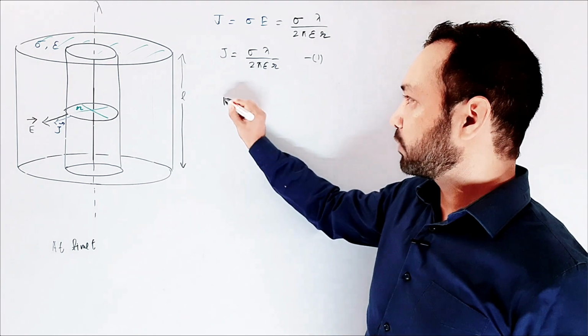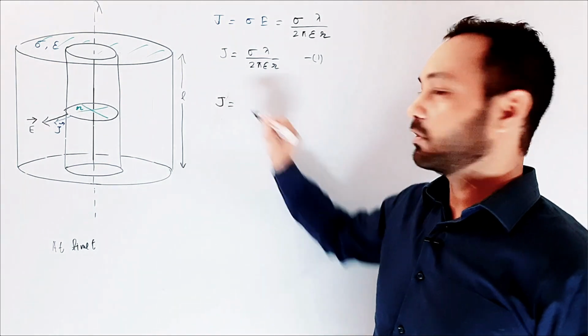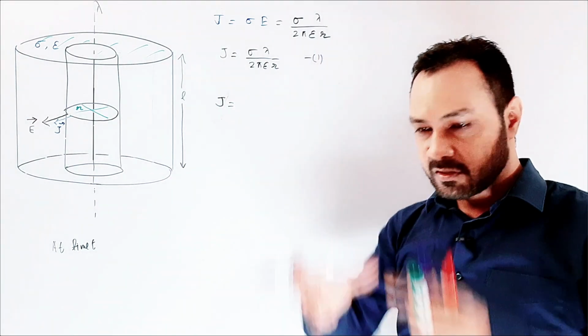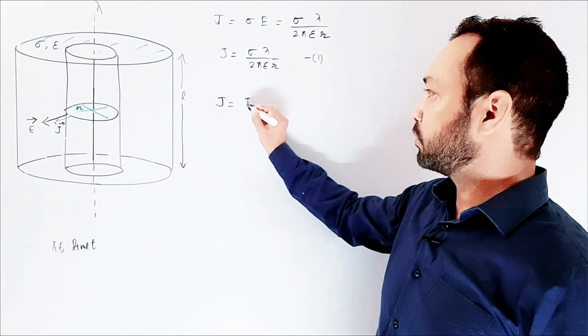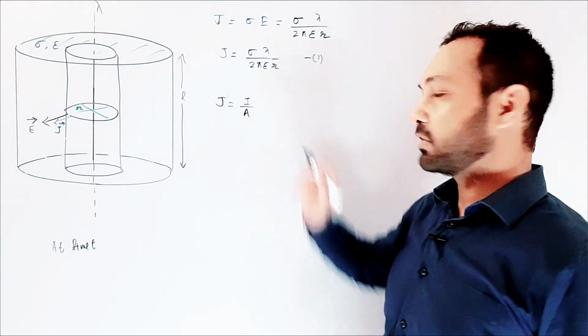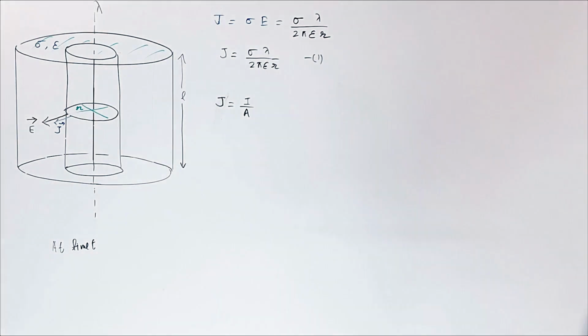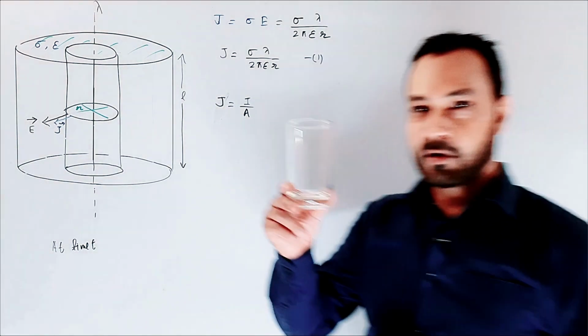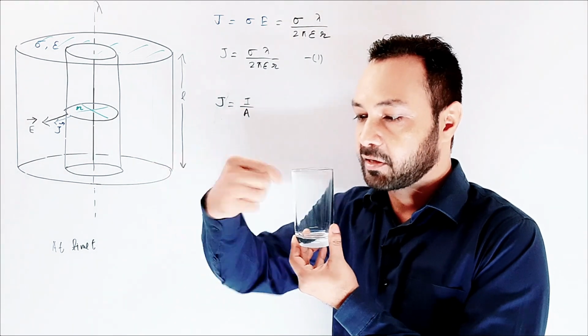So if I want to write the electric, let me write the J vector only. So J is equal to, this is the cylindrical surface, through the cylindrical surface some current is crossing. So J is equal to I by surface area through which current is crossing. So if I assume the current to be crossing through this curved surface like this in the radial away direction.